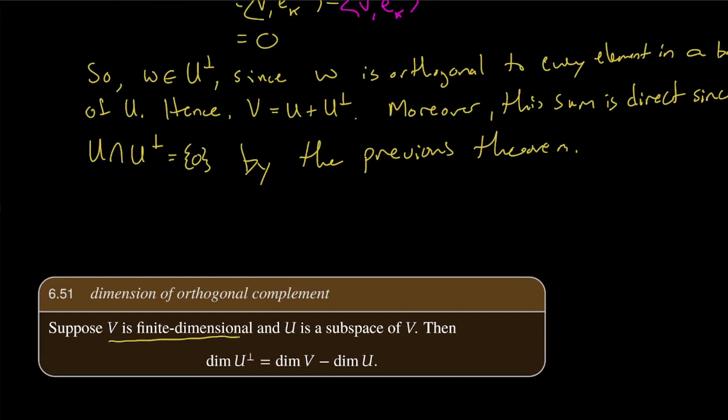Okay, here's a nice consequence of this. If V is finite dimensional and U is a subspace of V, then we can use the fundamental theorem of linear maps to say that the dimension of U perp is equal to the dimension of V minus the dimension of U. That is a pretty smooth little fact right there, isn't it? Kind of cool, yeah? Neat. All right, let's keep going.